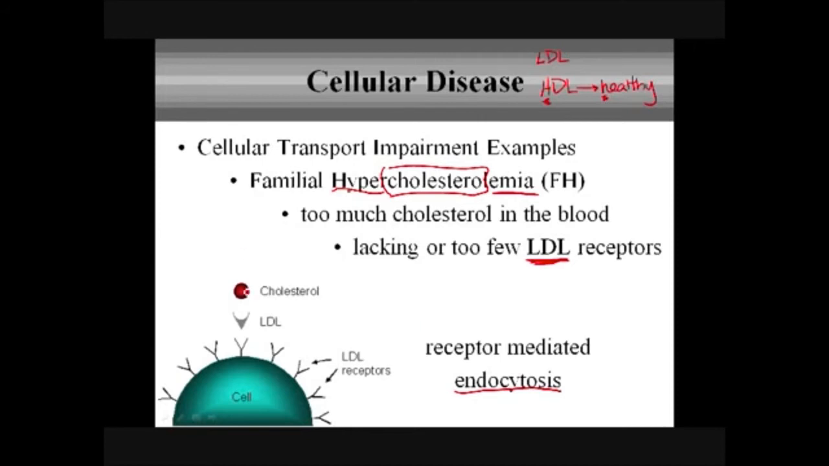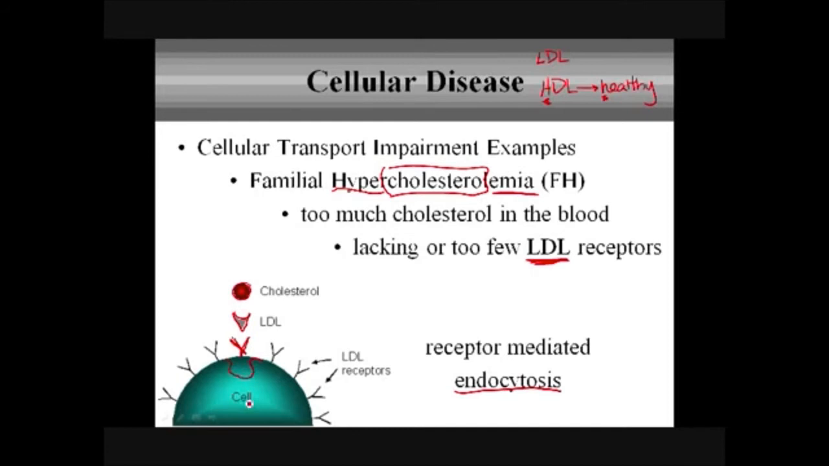What actually happens is, as you can see in the picture, cholesterol is meant to attach onto this LDL, this particular type of protein, this carrier molecule. On the receptor mediated side, here's our receptor protein, it's actually going to help the cell dimple in and form that vesicle that's going to transport the cholesterol into the body.